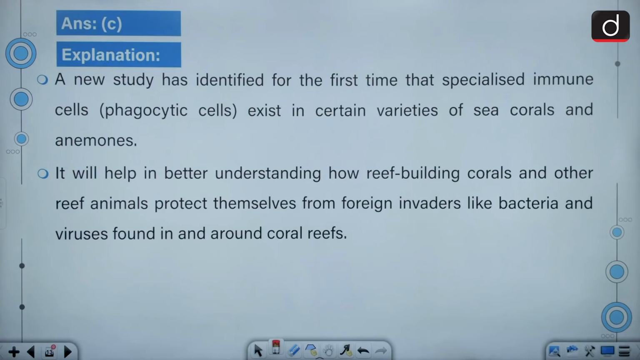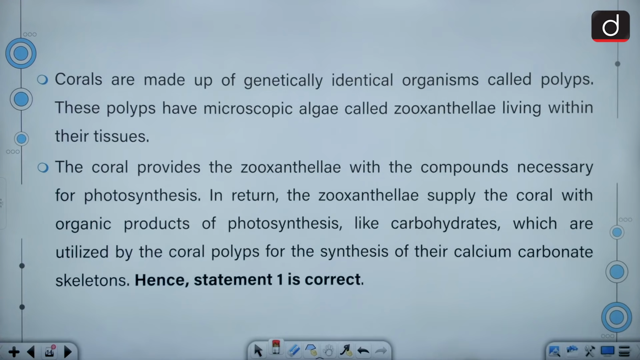A new study has identified for the first time that specialized immune cells, phagocytic cells, exist in certain varieties of sea corals and anemones. It will help in better understanding how reef-building corals and other reef animals protect themselves from foreign invaders like bacteria and viruses found in and around coral reefs. Corals are made up of genetically identical organisms called polyps. These polyps have microscopic algae known as zooxanthellae living within their tissue.